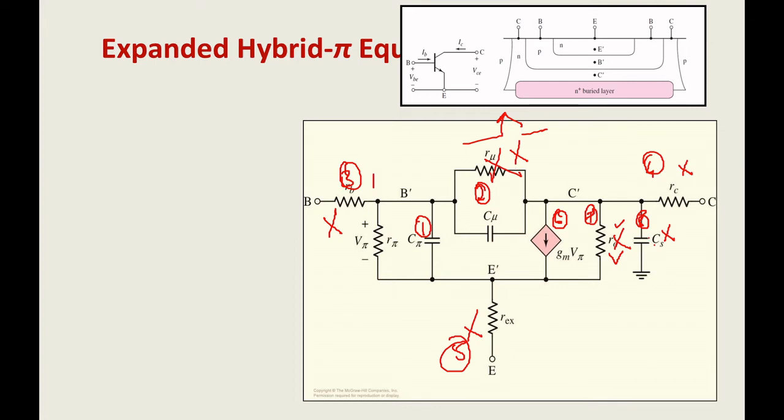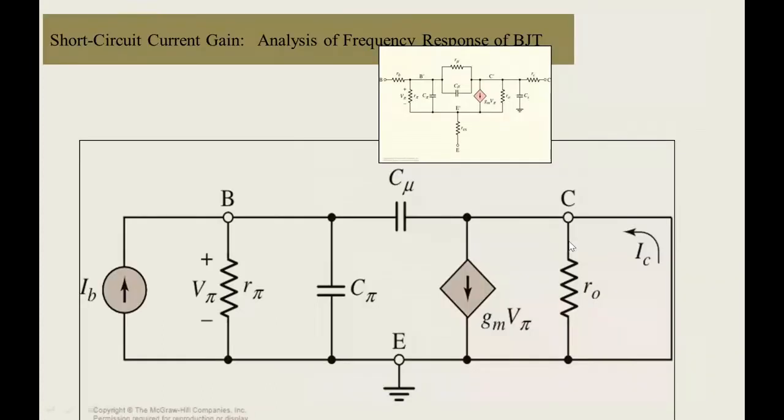Then CS has a very low value, so that I can also remove. RC I can also remove. Once you remove these, you will get your simplified model. Wherever I can see, I just encircle that part. This is your model. So this is your simplified higher frequency model.